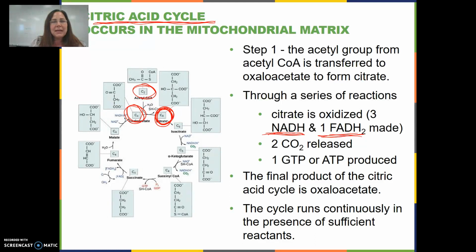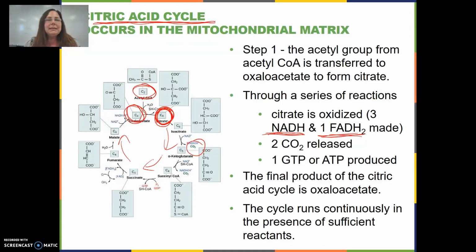And the citric acid cycle just gradually breaks down the citric acid into molecules with less and less carbon until you end up with oxaloacetate, which has 4 carbons. And what's happening is as each carbon is removed from the citric acid and then from the other chemicals in the chain, a carbon dioxide is given off.